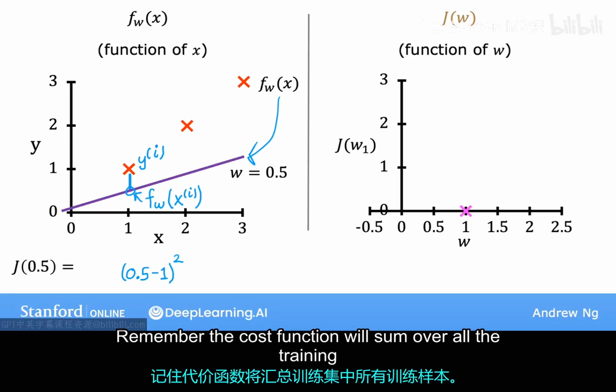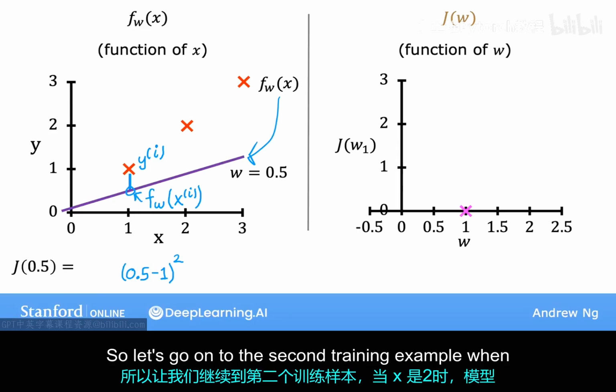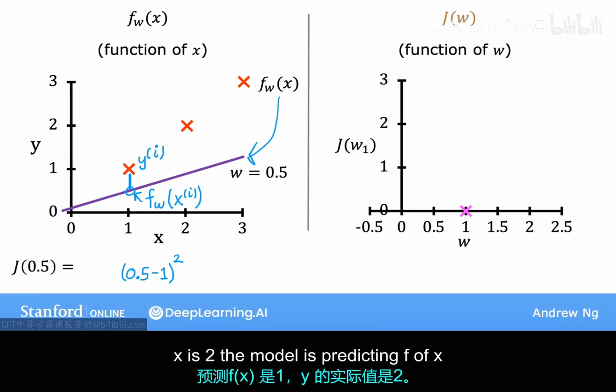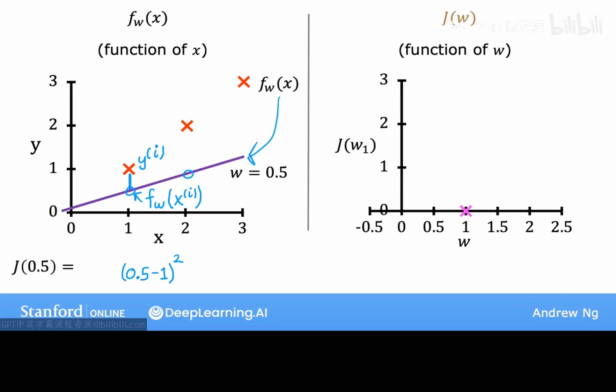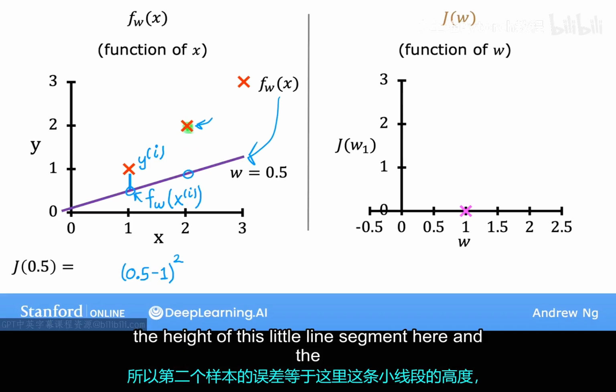Remember, the cost function will sum over all the training examples in the training set. So let's go on to the second training example. When x is 2, the model is predicting f of x is 1, and the actual value of y is 2. So the error for the second example is equal to the height of this little line segment here.